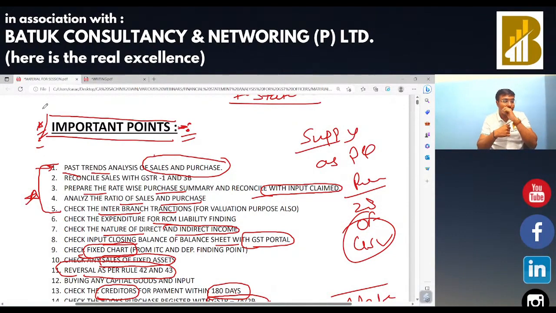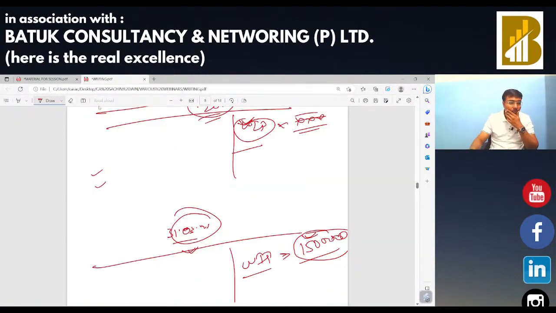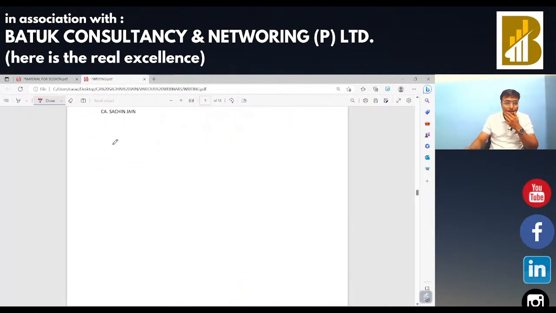Elaborate depreciation on fixed assets and ITC related to it. Yes, we'll share the recording link of the session on your WhatsApp group by today evening. Sir, depreciation. Suppose I bought a plant and machinery for 5 lakh rupees.